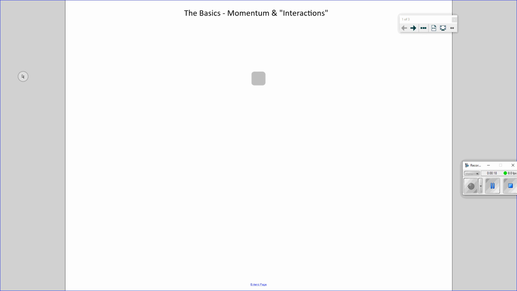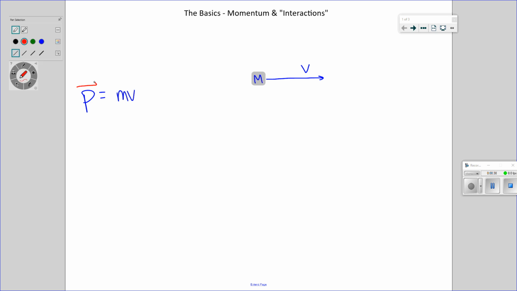Momentum, by definition, is simple. An object has a momentum p equal to the product of its mass and velocity. Well, a couple of intricacies. Momentum is a vector because velocity is a vector.